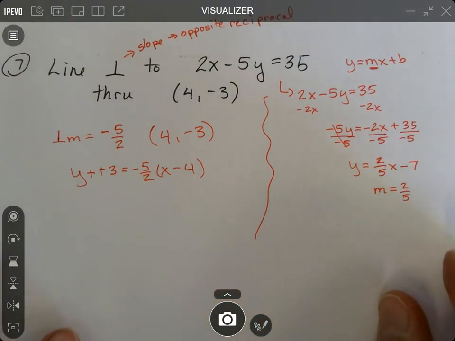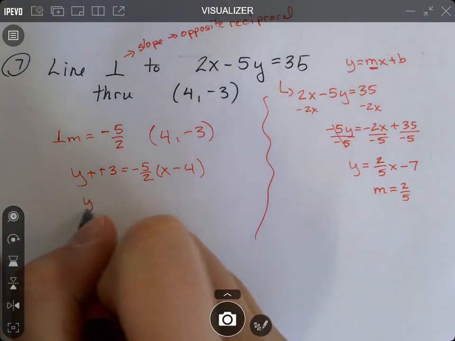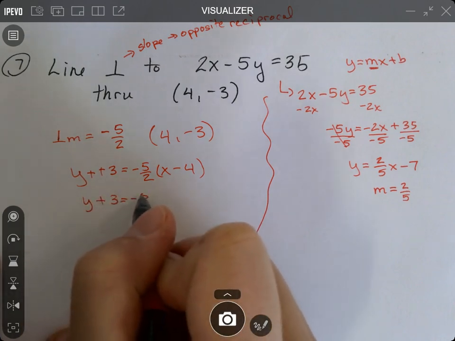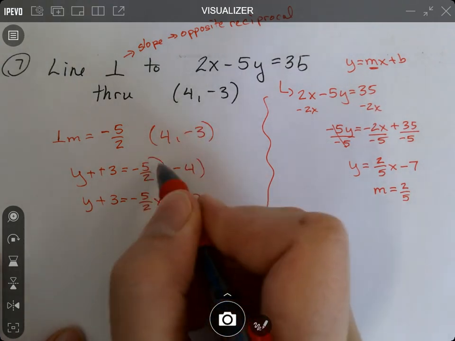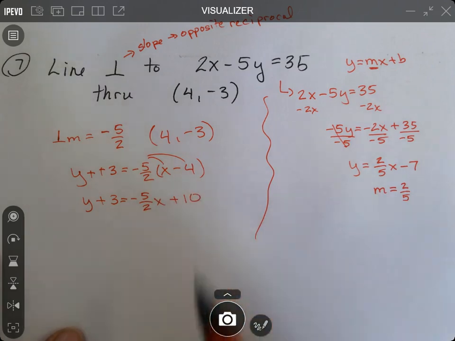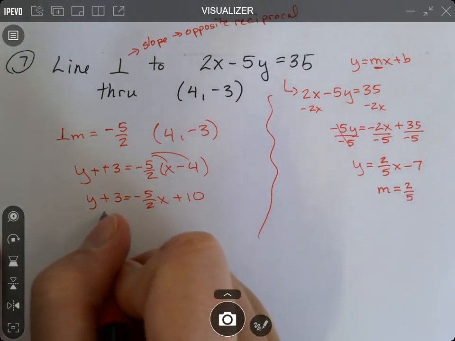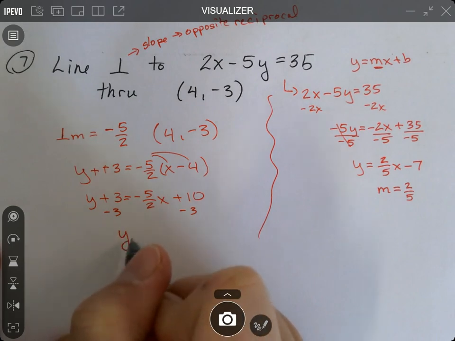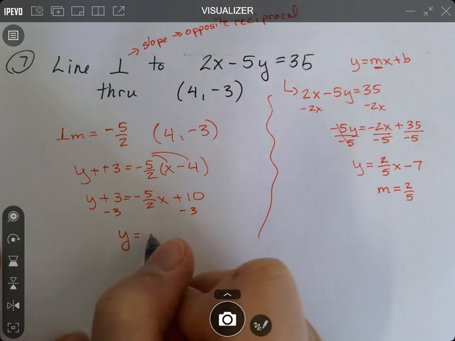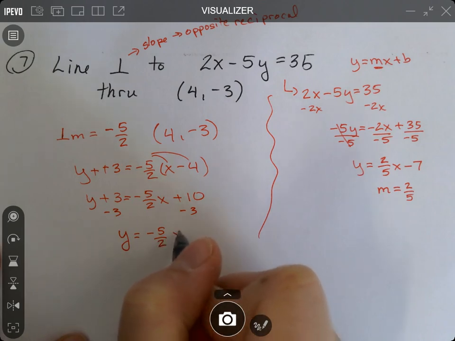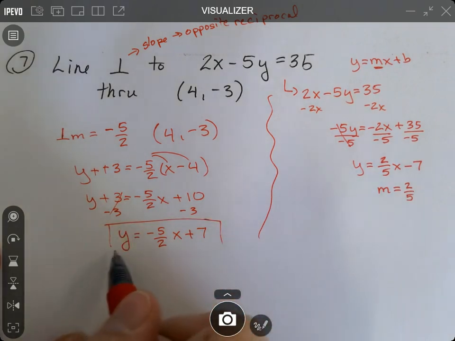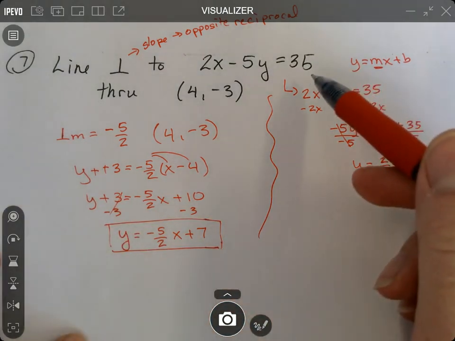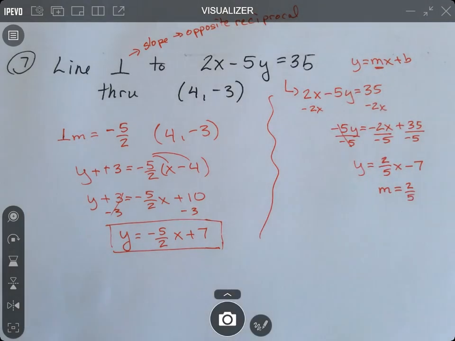Okay, so do we see that we're doing the same thing? It's just where I get my slope from. So y plus 3 equals negative 5/2 x plus 10. Now, guys, I just took 2 and 4 and canceled it, and I had the leftover 2. You can use a calculator. 5 times 4, and then divide by 2, that's fine. Okay, all right, there it is. I subtracted the 3. That is my line that is perpendicular to the given line and goes through that anchor point.